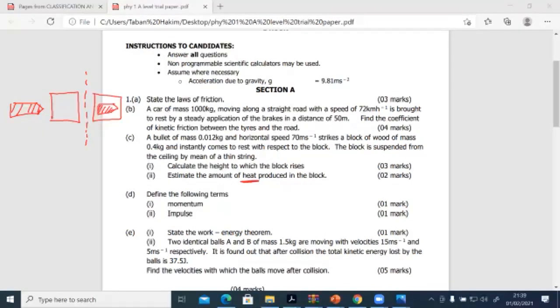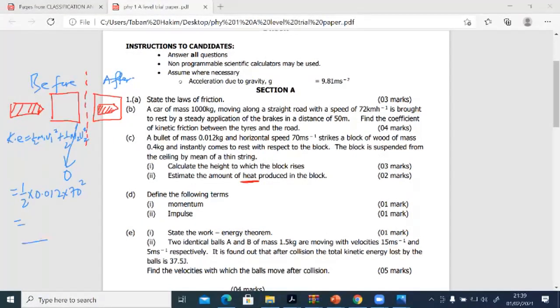Now, using that idea, this is our bullet. This is before collision, and then this is after collision. So let's get the total kinetic energy before collision. Kinetic energy is equal to a half m1 u1 squared plus a half m2 u2 squared. But this one was equal to 0 because the body was at rest. So for the bullet, we shall have a half times the mass of the bullet 0.012 times its velocity, which is 70 squared. What do we get here?